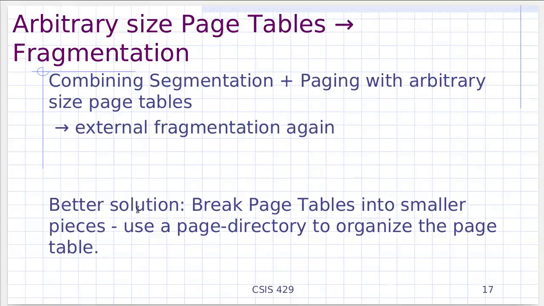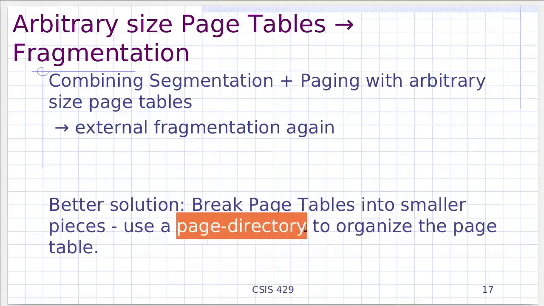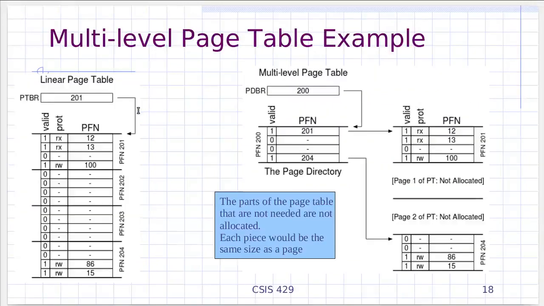The better solution is to break page tables into smaller pieces and use a two-level scheme, that is, a directory to organize the page tables, and then use a whole directory to find the location of the page tables. And it turns out this is actually the better solution than segmentation paging with arbitrary page table sizes. So here is the scheme that we will be looking at.